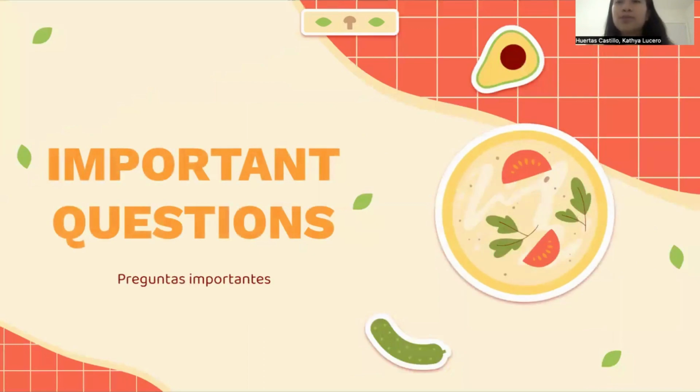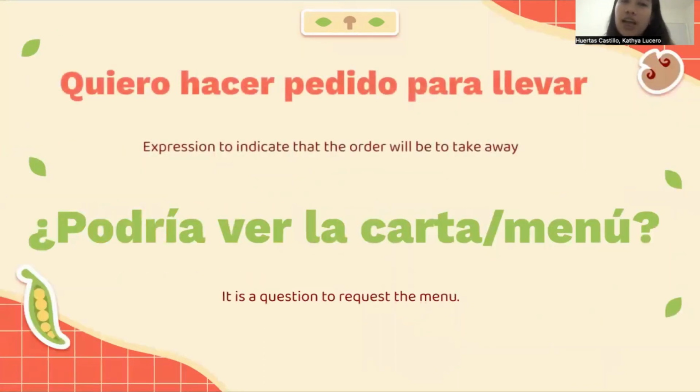So the most important part, the important questions and expressions. Okay, so the first is an expression to indicate that we want to order to take away. So the expression in Spanish is quiero hacer un pedido para llevar. Please, por favor. Quiero hacer un pedido para llevar, por favor.